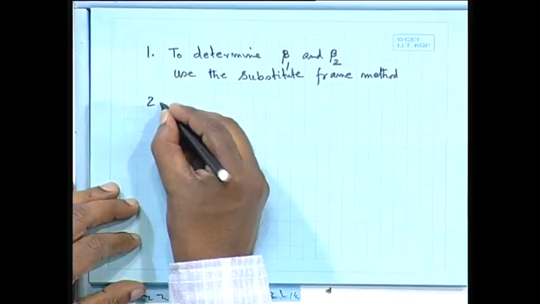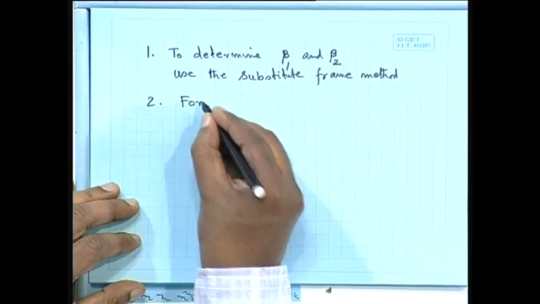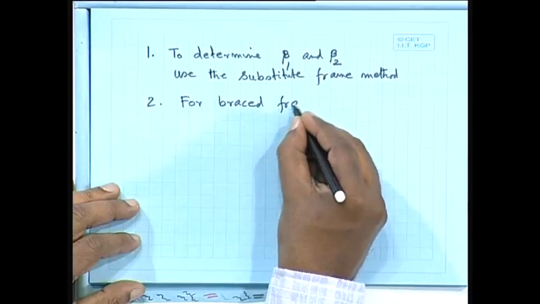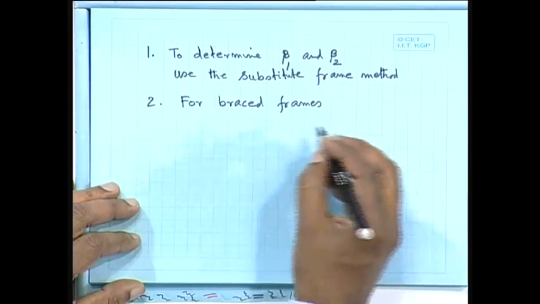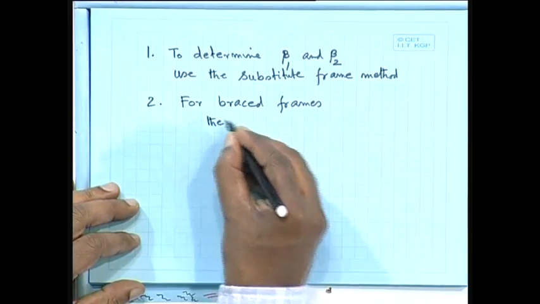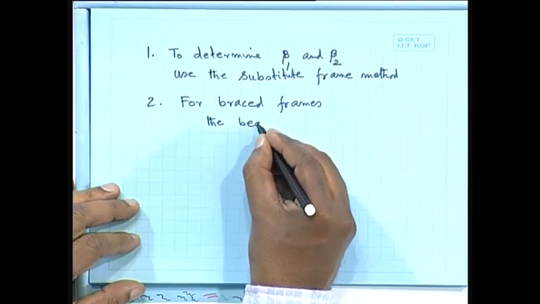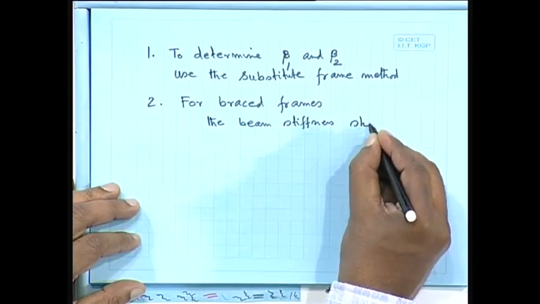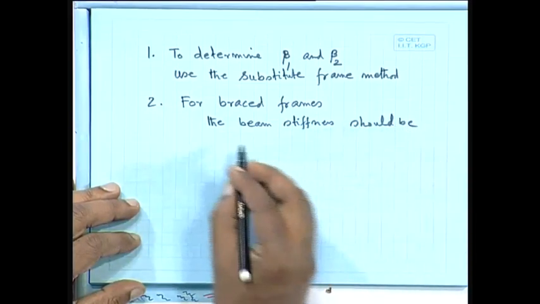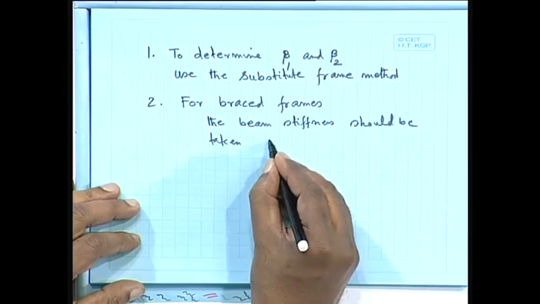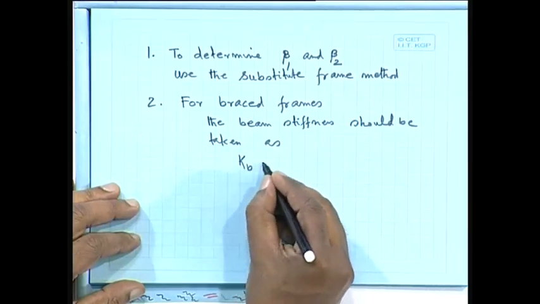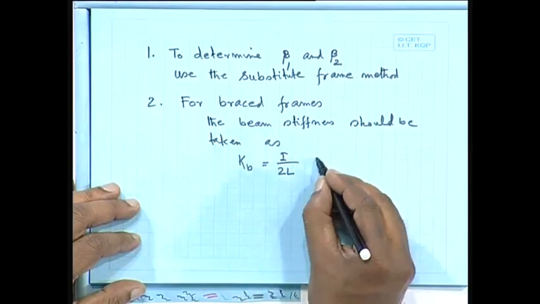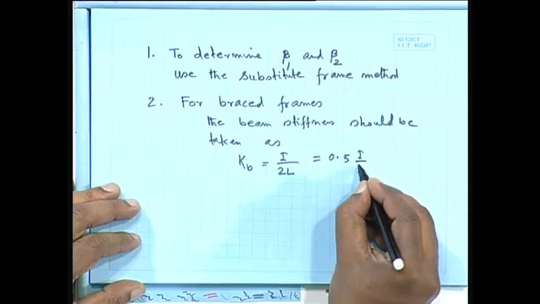Number 2, for braced frames, no sway, the beam stiffness should be taken as K beam equal to I by 2L. For a braced frame, that means there is no sway, we shall take it as 0.5 I by L.